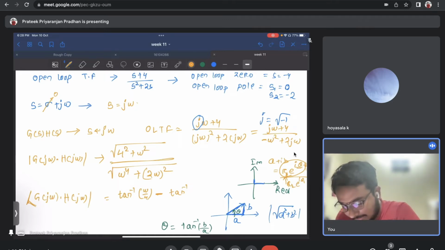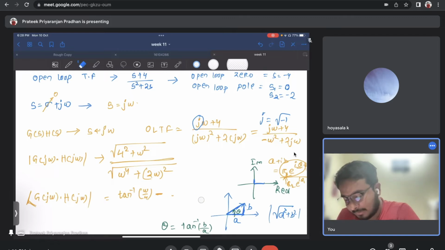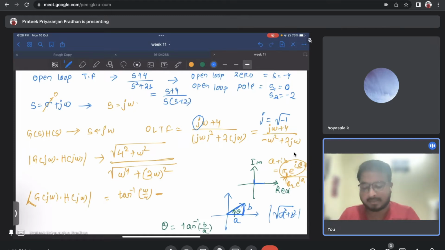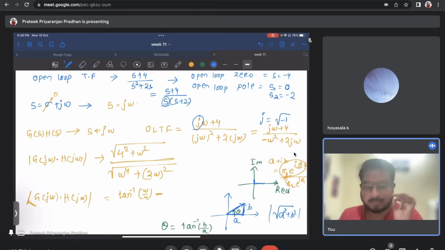You can write it like this, j omega divided by minus omega square, but it's not advisable because through this you cannot solve the question. Look at the question, it says s plus 4. I can take out s into (s plus 2) in the denominator and rewrite it in a simple open loop pole and zero structure. S contributes a direct negative 90 degrees.